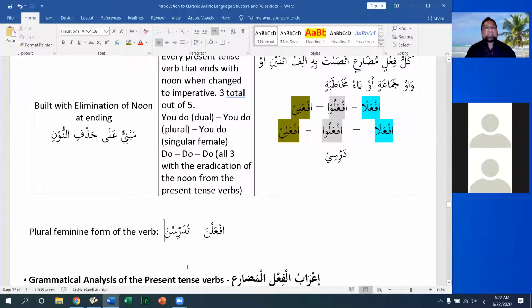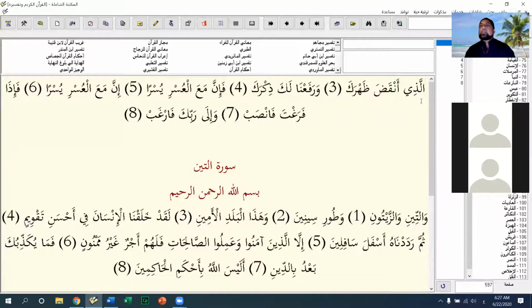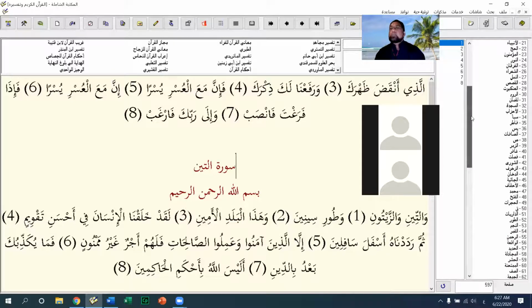Tudarrisna is the present tense form of feminine plural. We do not eliminate the noon, but we eliminate the present tense letter, and it remains darrisna, allimna. Allah says, وَاذْكُرْنَ مَا يُتْلَى فِي بُيُوتِكُنَّ مِنْ آيَاتِ اللَّهِ وَالْحِكْمَةِ. In fact, there are a few more examples in that ayah, so I'll just pull up that ayah here for you so we can just look at some more examples for that.